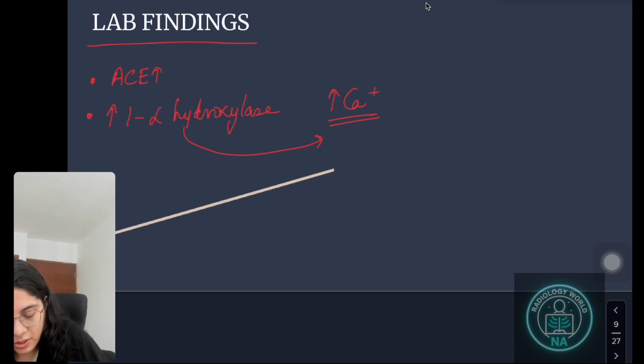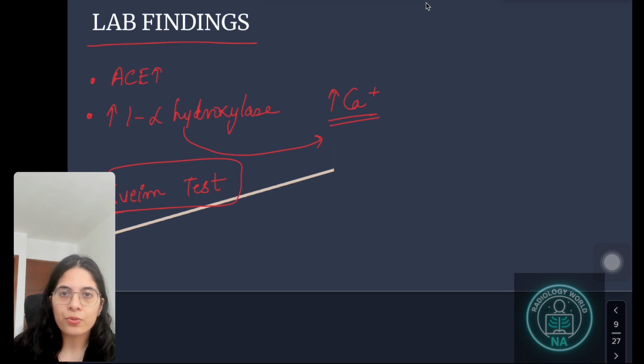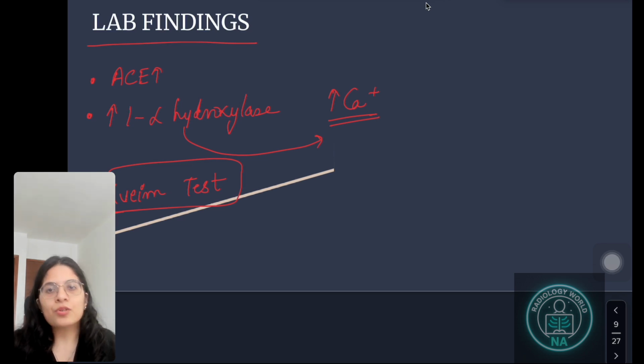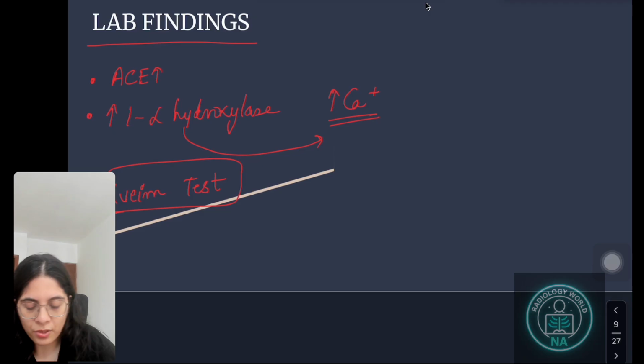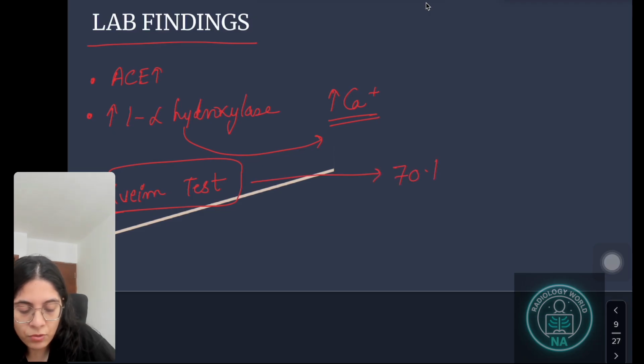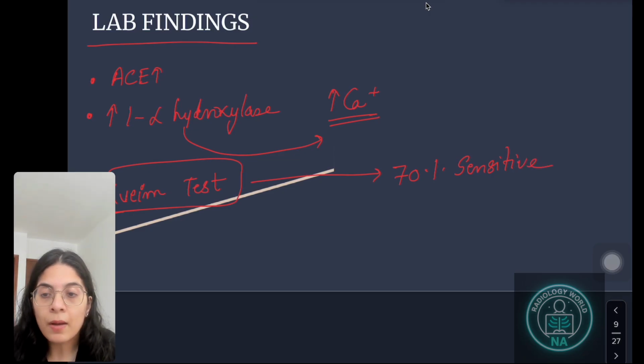Another important thing which is tested in NEET PG is, which test is used? It's the Kveim test. In this particular test, which is absolutely obsolete and we do not use it right now, you give 0.1 ml of normal saline mixed with human sarcoid tissue, maybe from the spleen or maybe from a lymph node, and you will see some reaction if the patient is positive. It is 70% sensitive, but the specificity is not that great, and that is why we are not using this.